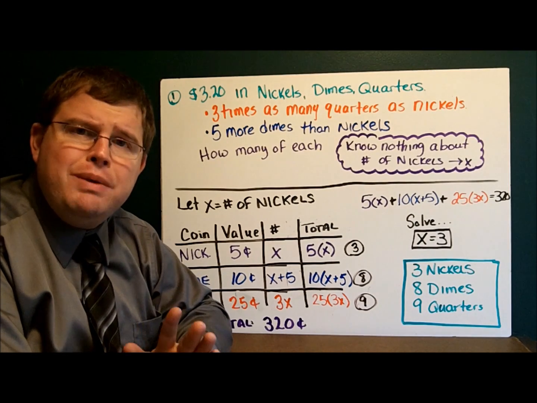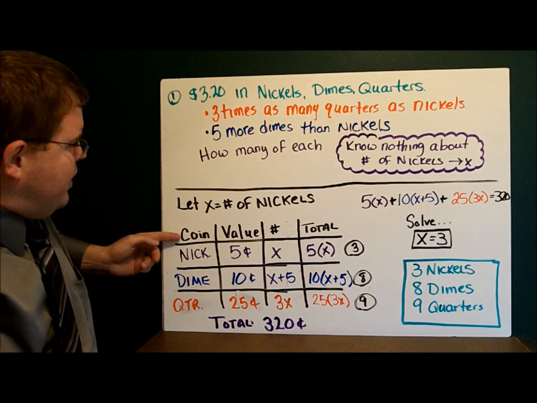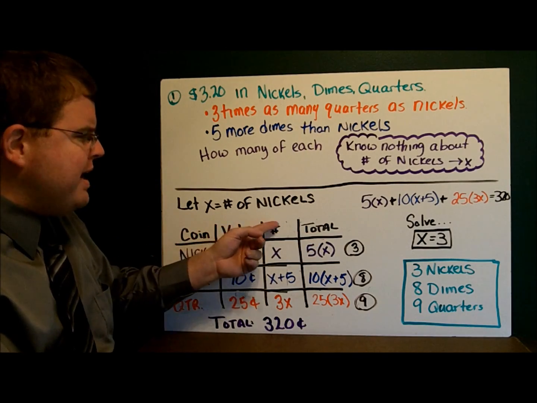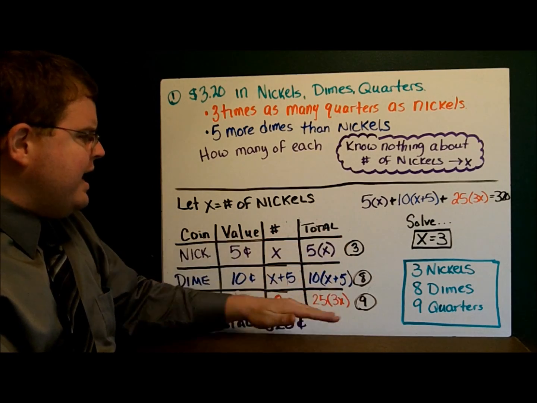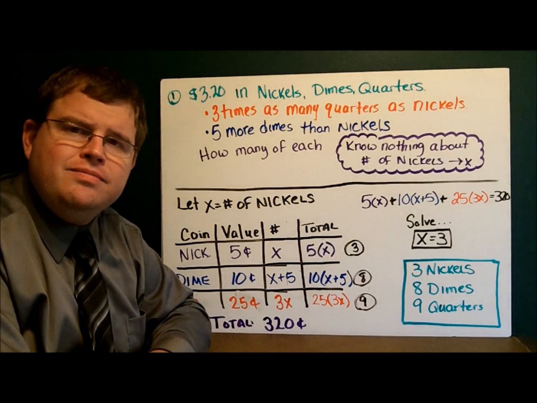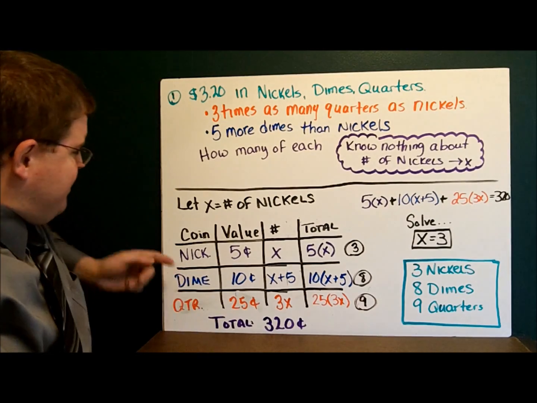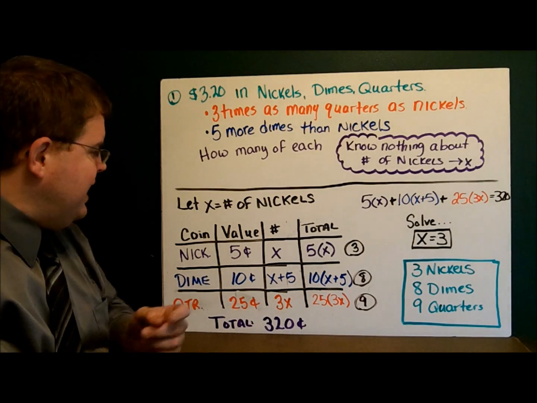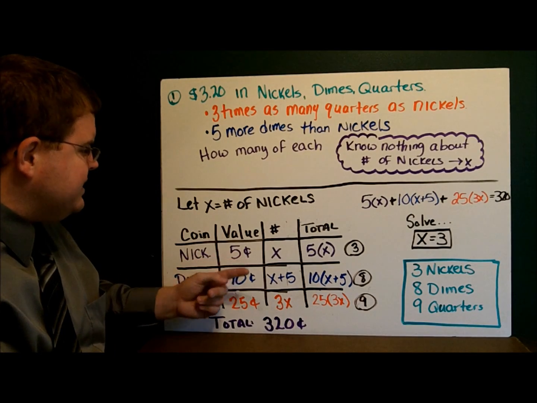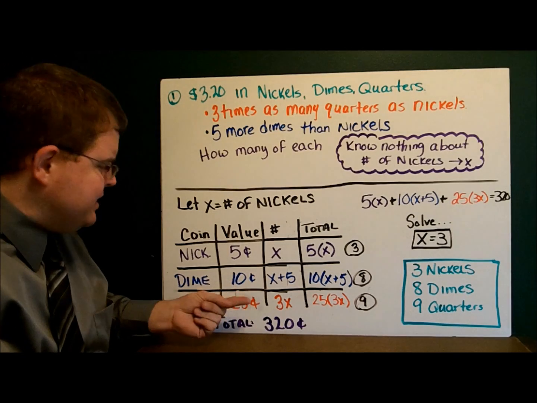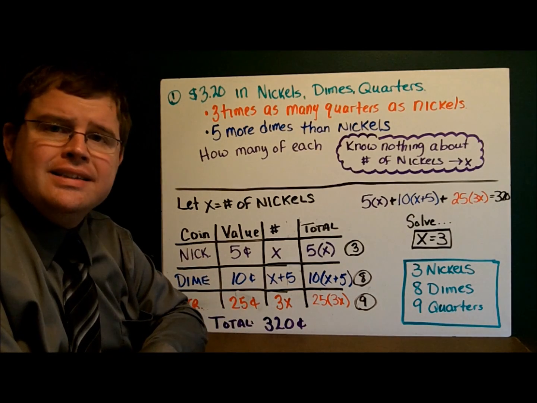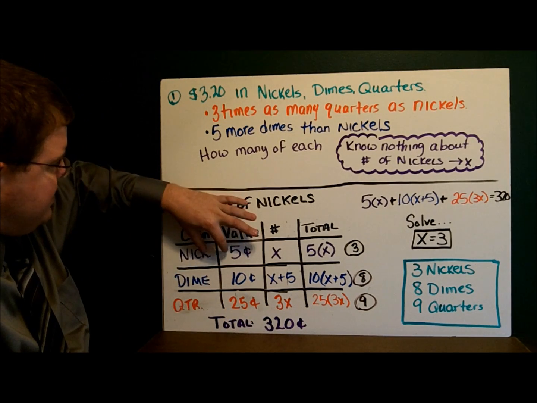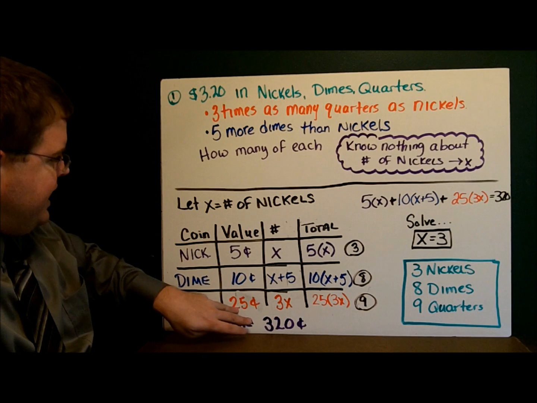Alright, well let's begin setting up our table. So what I did is I made my table, the coin, the value, how many I have, and the total. And everything so far is blank. I know that I have nickels, dimes, and quarters. And I know that a nickel is worth 5 cents, a dime worth 10 cents, and a quarter worth 25 cents. And so right now I have a table and it has these 3 pieces of information in it right here.